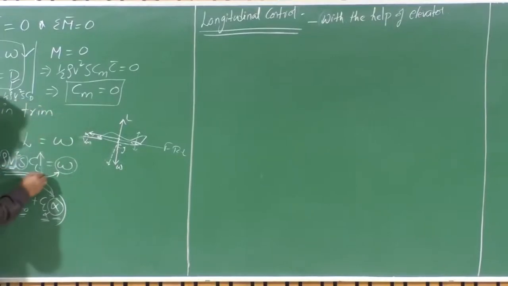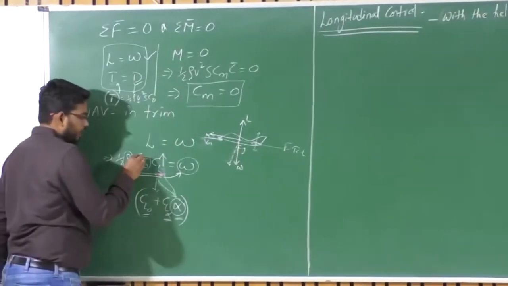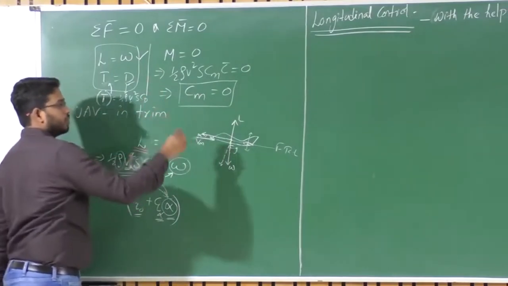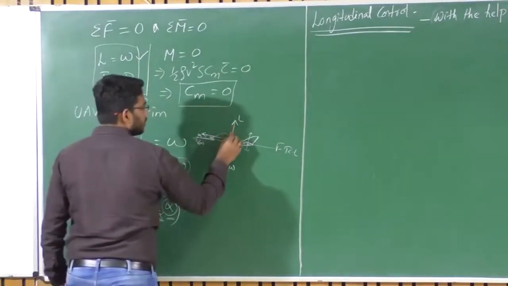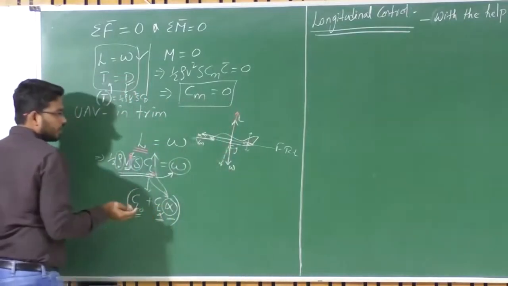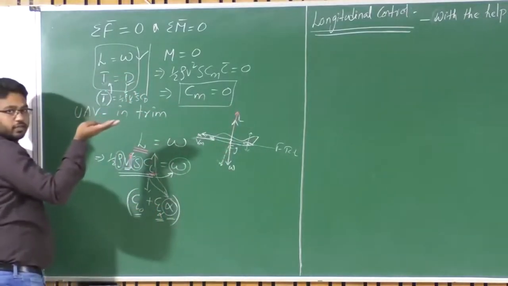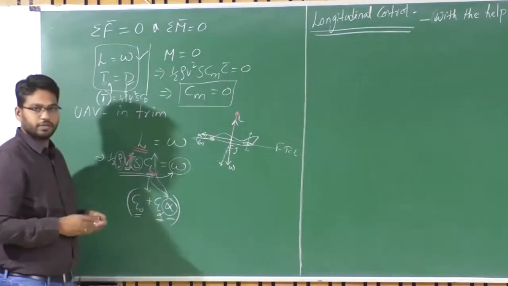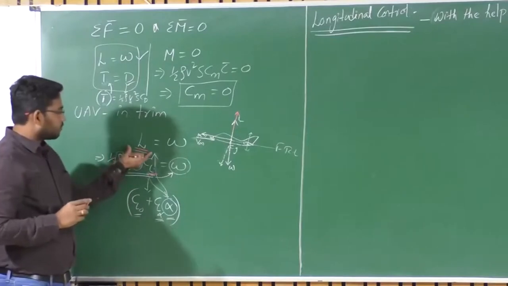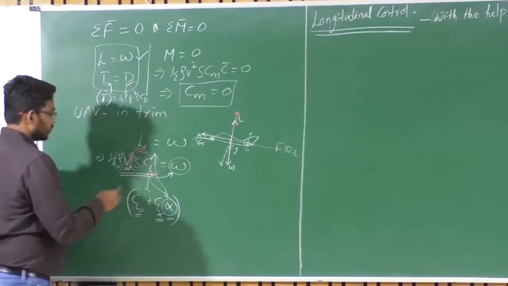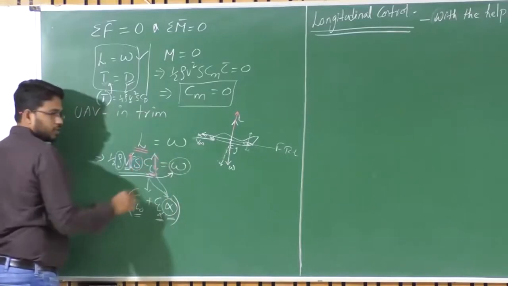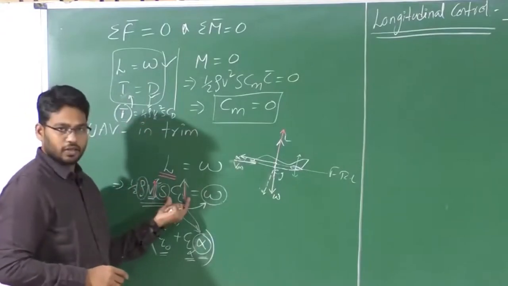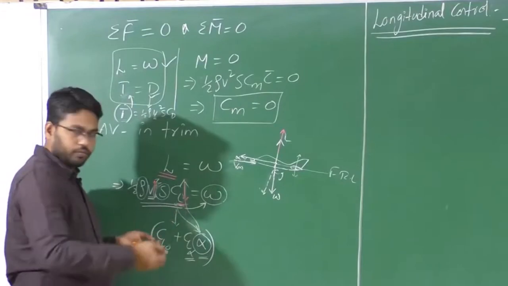If I don't change my CL and I still fly at a higher velocity, then I am producing additional force even in the perpendicular direction of flight, in this direction. That will take the aircraft away from this level flight condition. The aircraft will not remain in equilibrium, and then we can't claim that the aircraft is in trim. So if you have to maintain the trim condition or level flight condition, we need to decrease this CL. Immediately, with the increase in velocity, there should be a change in CL. So that we need to incorporate.